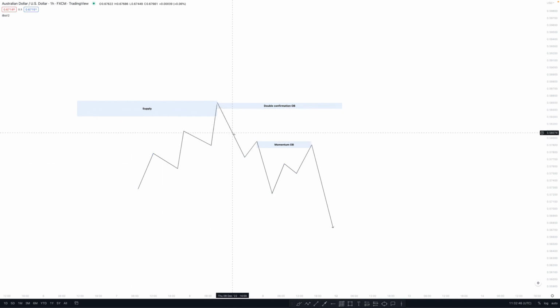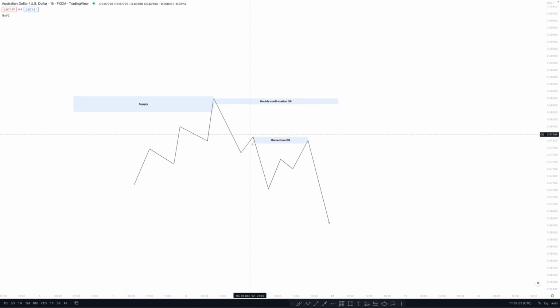So the impulse needs to be clean. This retrace... And this next impulse, again, it needs to not have any retraces in it. This low needs to not be broken more than once, and this as well.